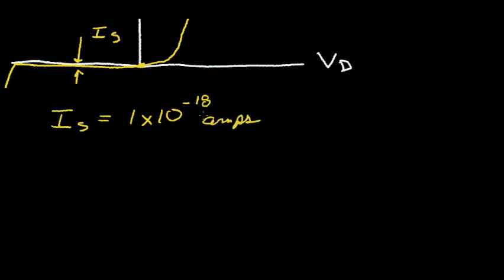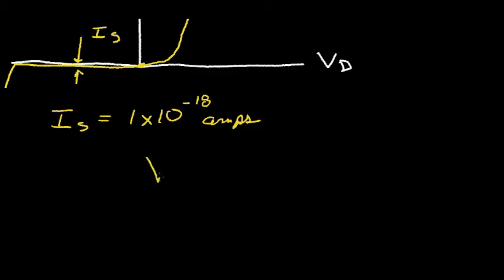And of course, this current will change quite a bit with temperature and with the geometry of the diode, but just a ballpark for a small diode. Give you some feel for how small this current can be. Now let's solve the diode equation for some different current values, and I want to show you something.